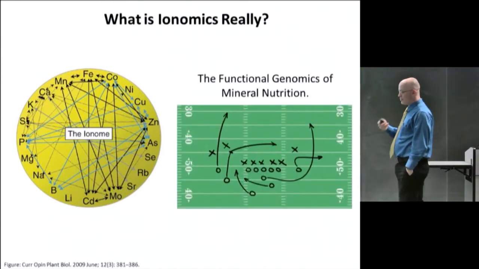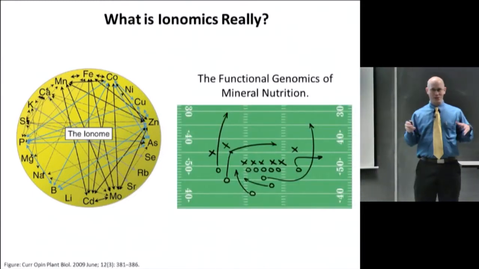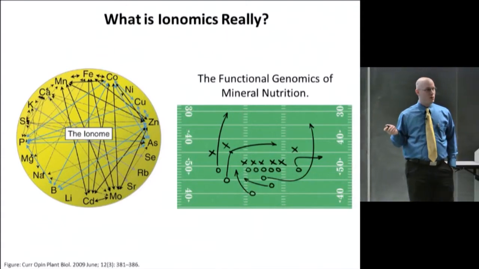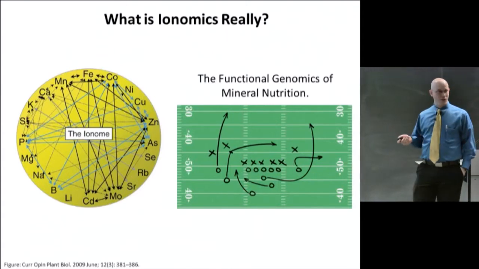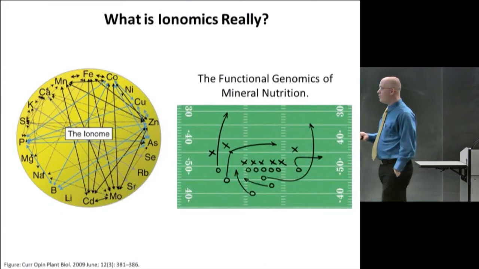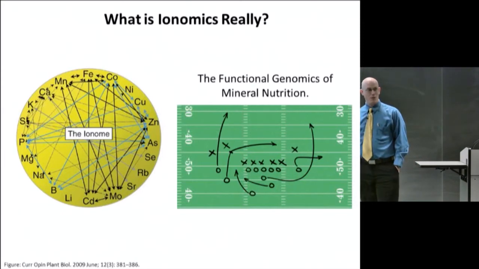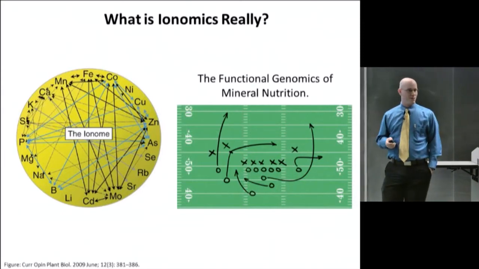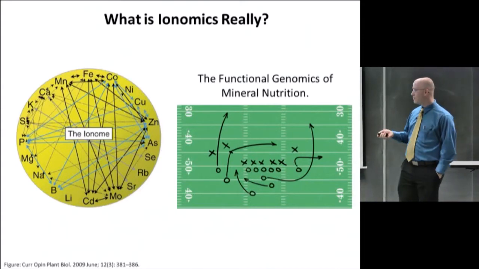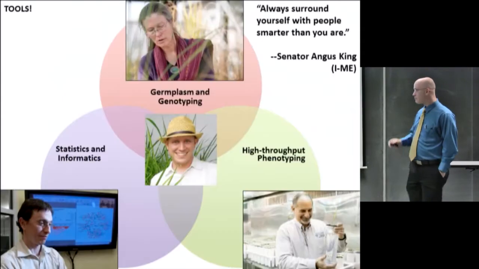But functionally, what we want to try to accomplish with ionomics, at least with this project, in the parlance of the athletic contest, is that we want to know what positions are there on the field and how do those positions interact in order to score a touchdown, right? And more importantly, and perhaps more interestingly, how does it change the outcome of the game when we make a player substitution, right? If you take out Tom Brady and put in Tim Tebow, does that change how you're able to score a touchdown? So we're going to look a little bit at the functional genomics of mineral nutrition.